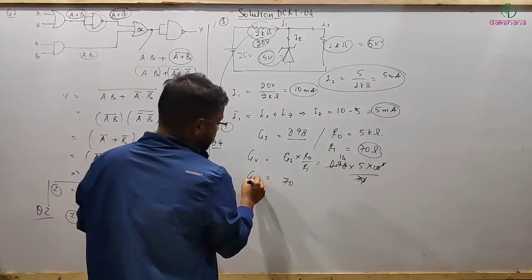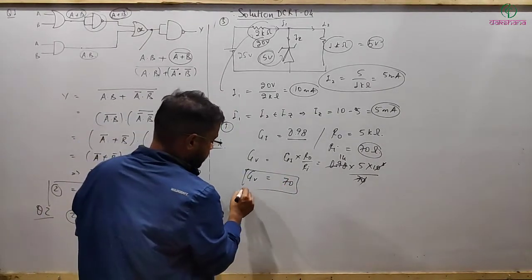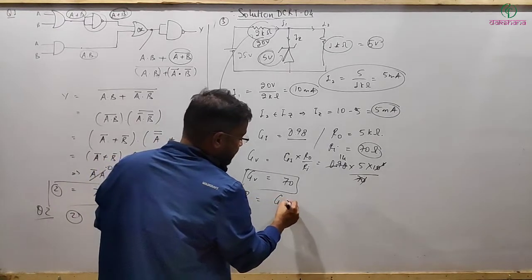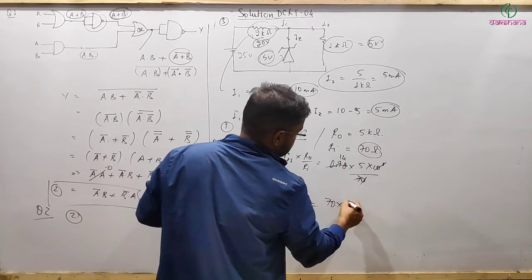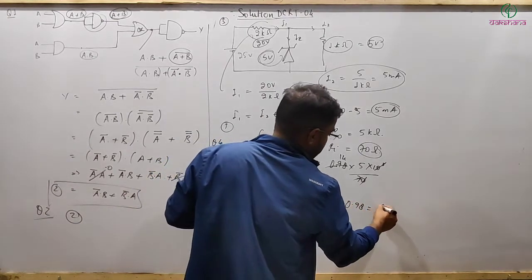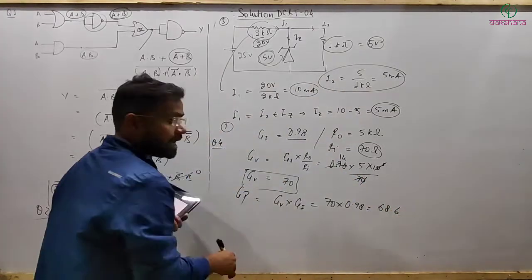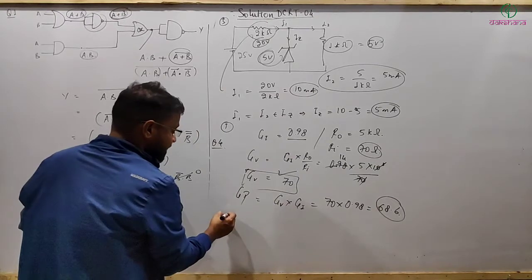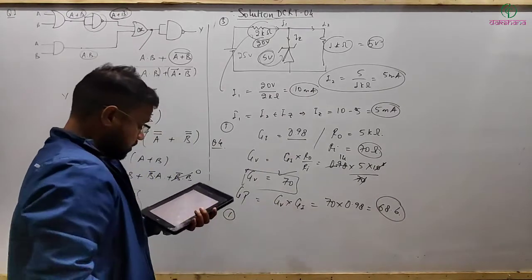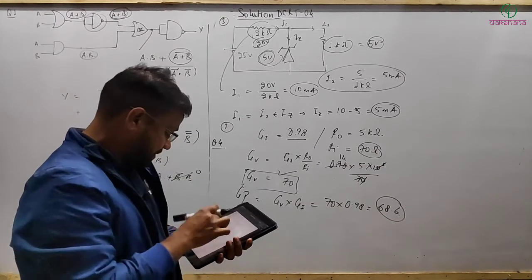70. So voltage gain is equal to 70 and power gain is equal to voltage gain multiplied by current gain, that is 70 multiplied by 0.98, and that comes out to be 68 point something. So the voltage gain is this and the power gain is this. The answer is matching with option number 1, because that's what is asked in the question. So question number 4 answer matches option number 1.